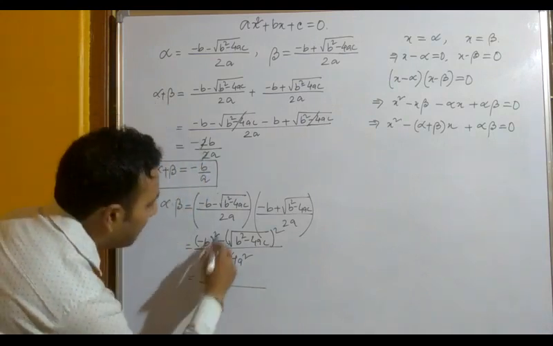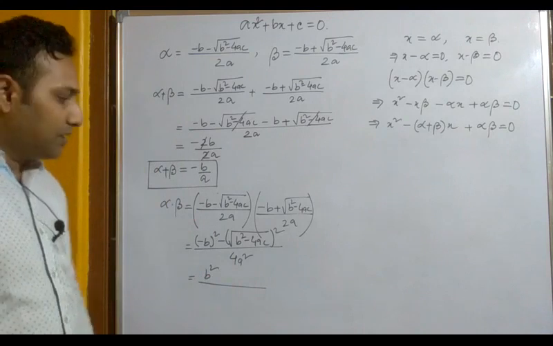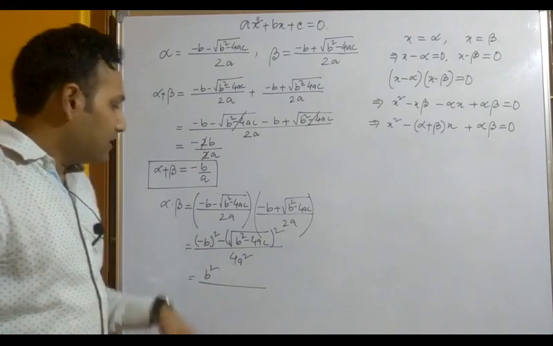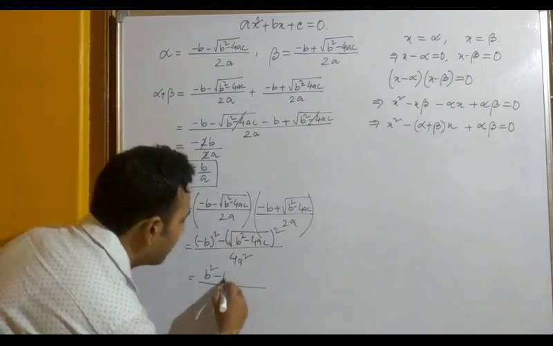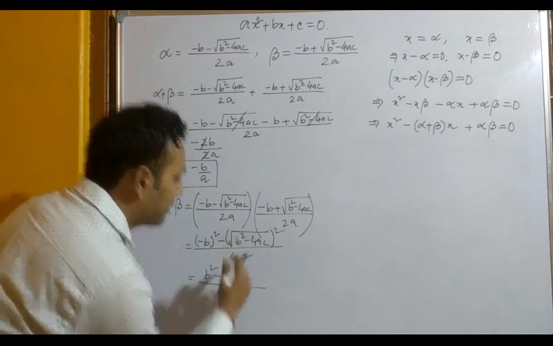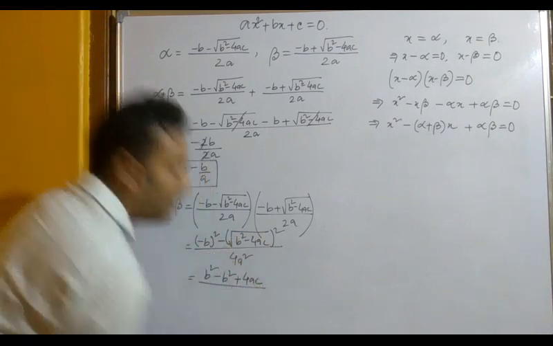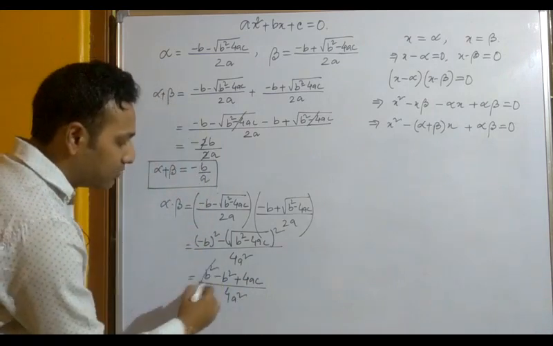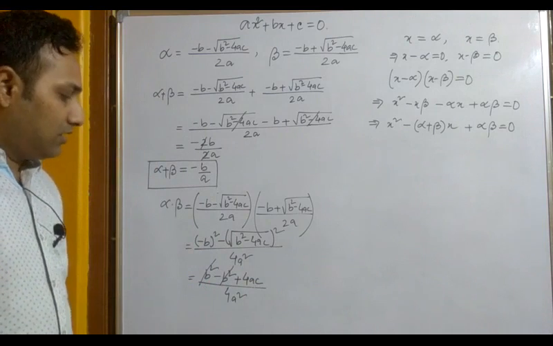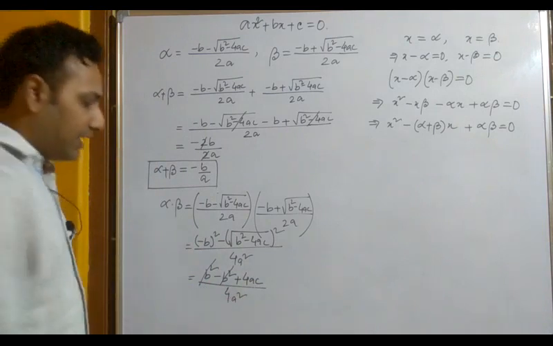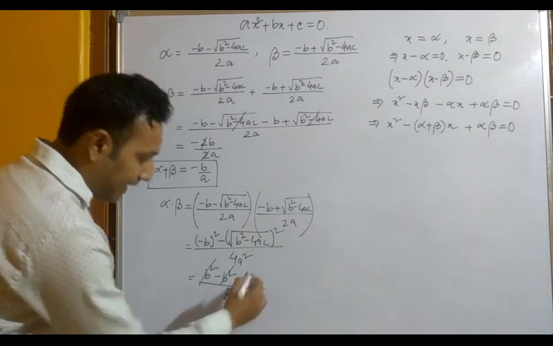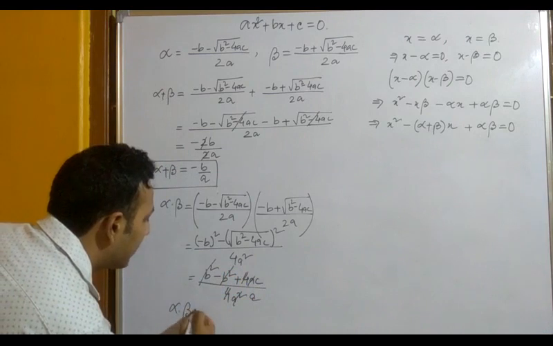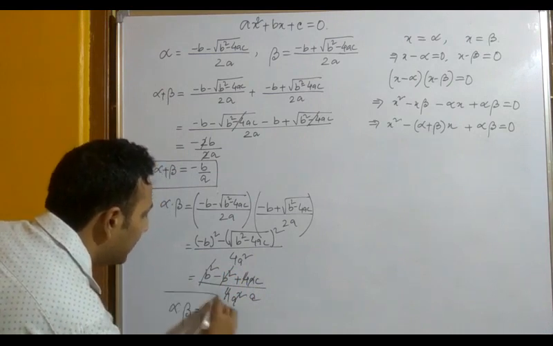I will get b² for the first term, and because of the square, the square root will go away. So b² minus (b² − 4ac), which is b² − b² + 4ac, and the denominator 4a². Now see, b² will cancel. So what is left? 4ac divided by 4a². Again 4 will cancel, and a will cancel. So finally we got αβ is equal to c by a.